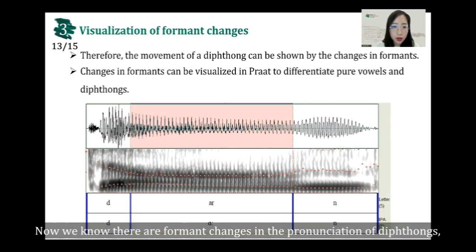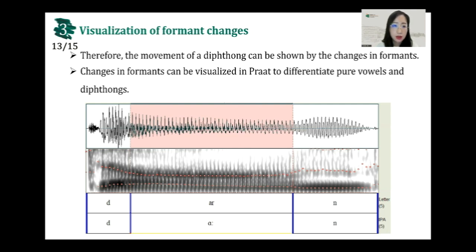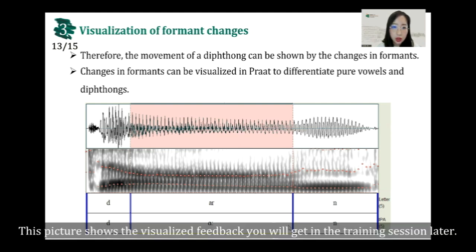Now we know there are formant changes in the pronunciation of diphthongs, and there are no formant changes in the pronunciation of pure vowels. The next thing we are going to learn is how to visualize and determine the formant changes. Take done with a pure vowel ah, for instance. This picture shows the visualized feedback you will get in the training session later.